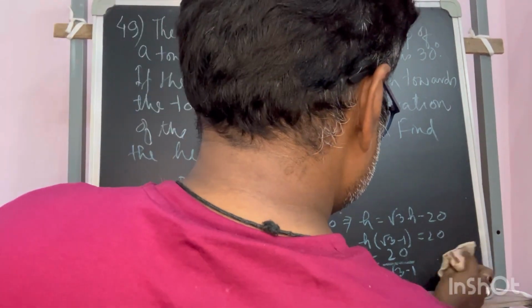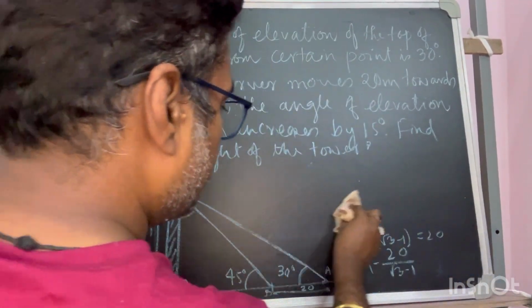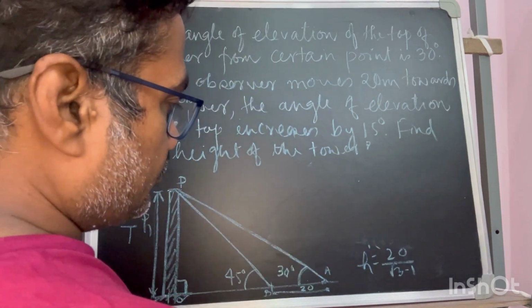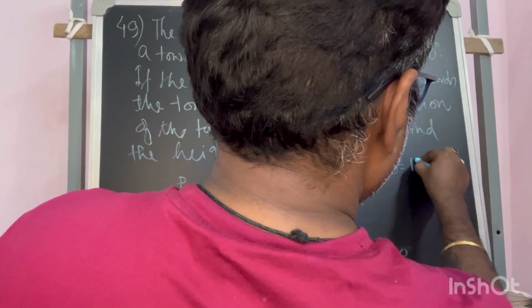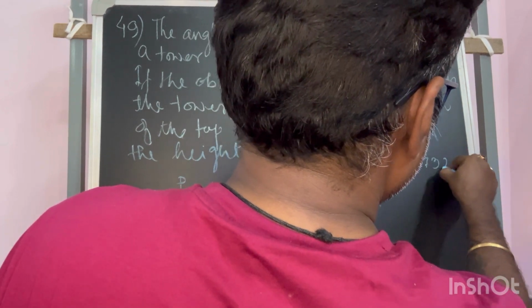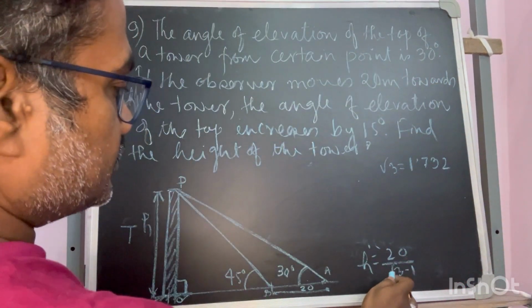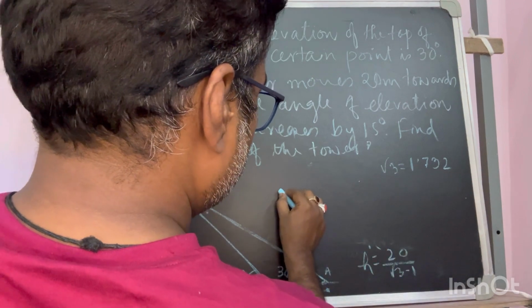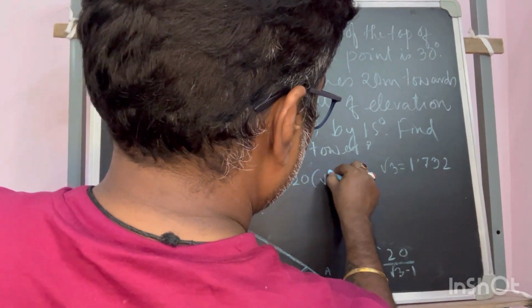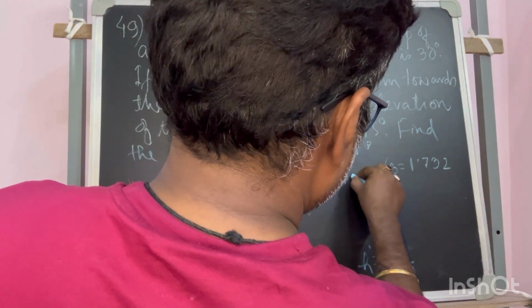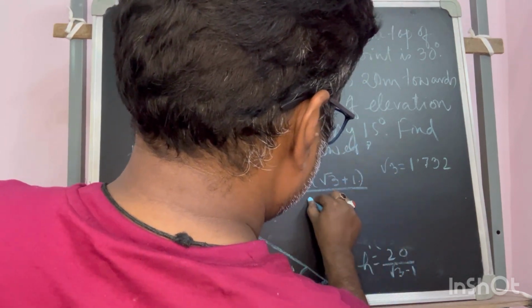Now I can solve it by putting in the root 3 value, because root 3 is equal to 1.732. If I put that in and calculate, that is also okay, but I can make it a little bit easier by converting it into a multiplication form.